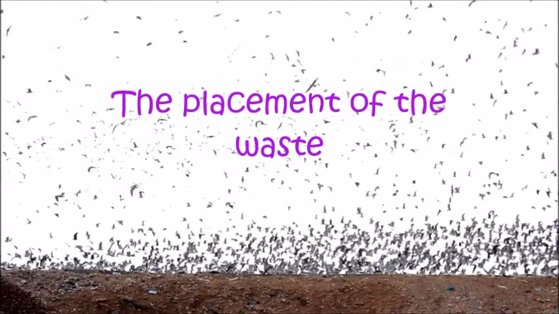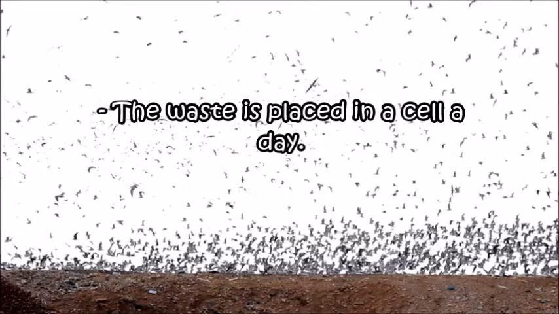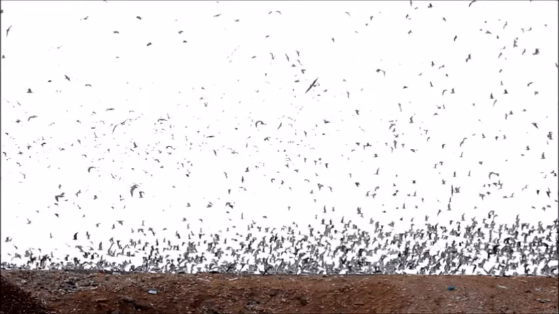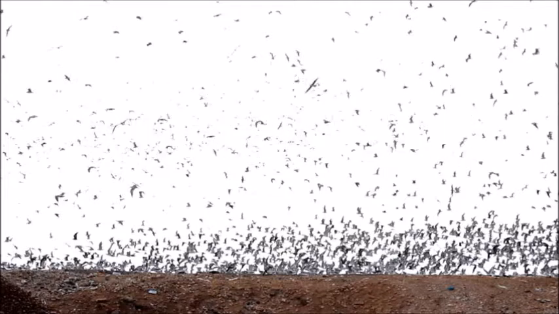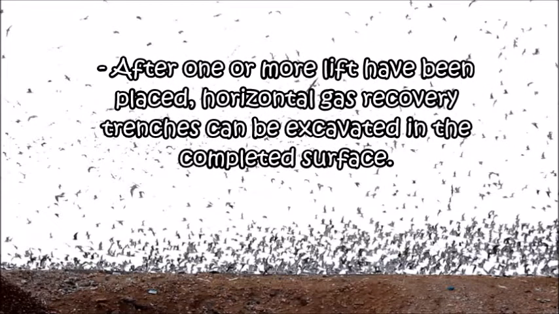The placement of the waste. The waste is placed in a cell a day. The waste must be placed in a manner to keep compacted wheels away from the leachate collecting. After one or more lifts have been placed, horizontal gas recovery trenches can be excavated in the completed surface.